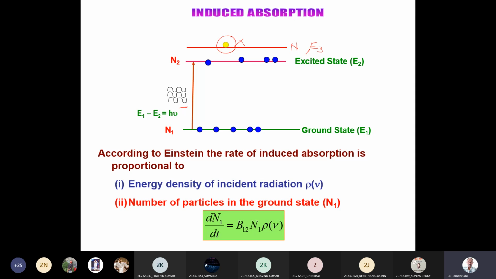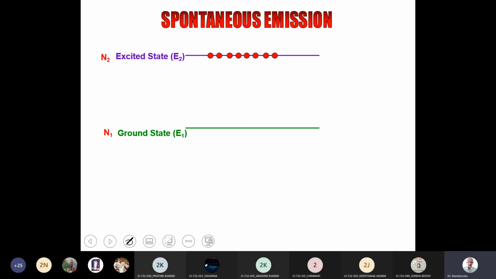Therefore, we have seen that the rate of transition, R12, that means from level one to level two, is proportional to B12 N1. That means it depends on the energy we have supplied. This is rho nu, what we have called the energy per unit volume. It is also proportional to N1: the more atoms there are in N1, the more go up. And we have seen this with B12 as the Einstein coefficient of induced absorption.